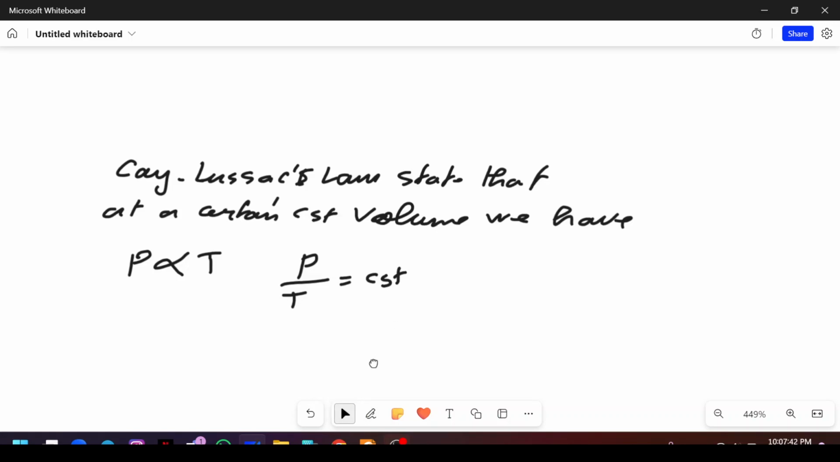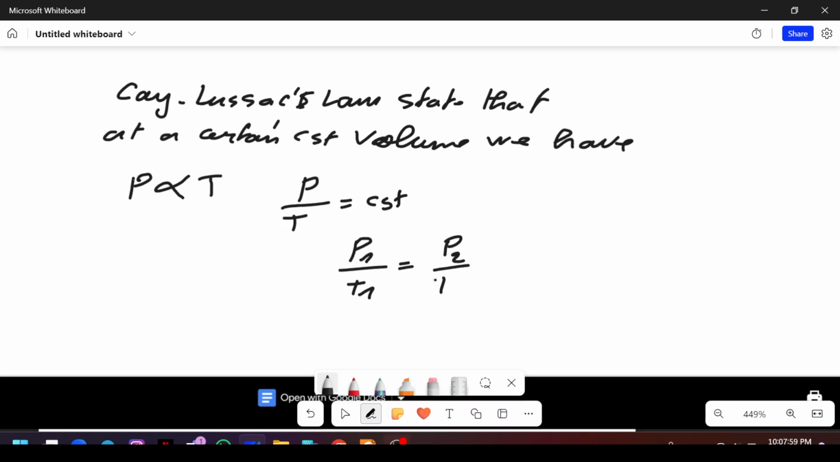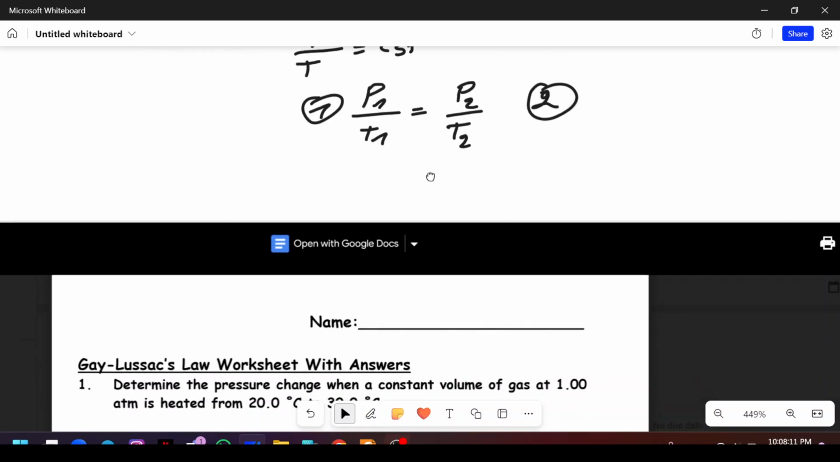So if we have a gas in transformation from a certain pressure P1 and temperature T1, it would be the same as P2 over T2, with P2 and T2 being the conditions in the second state. This is the first state and this is the second state. Let's have some examples here.